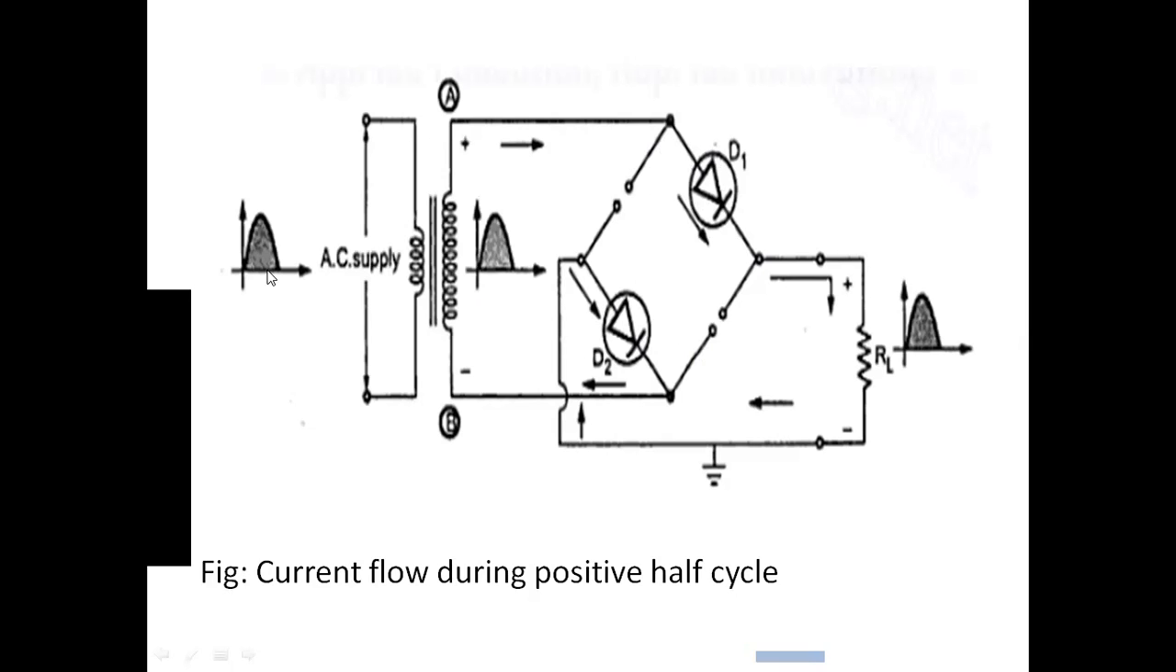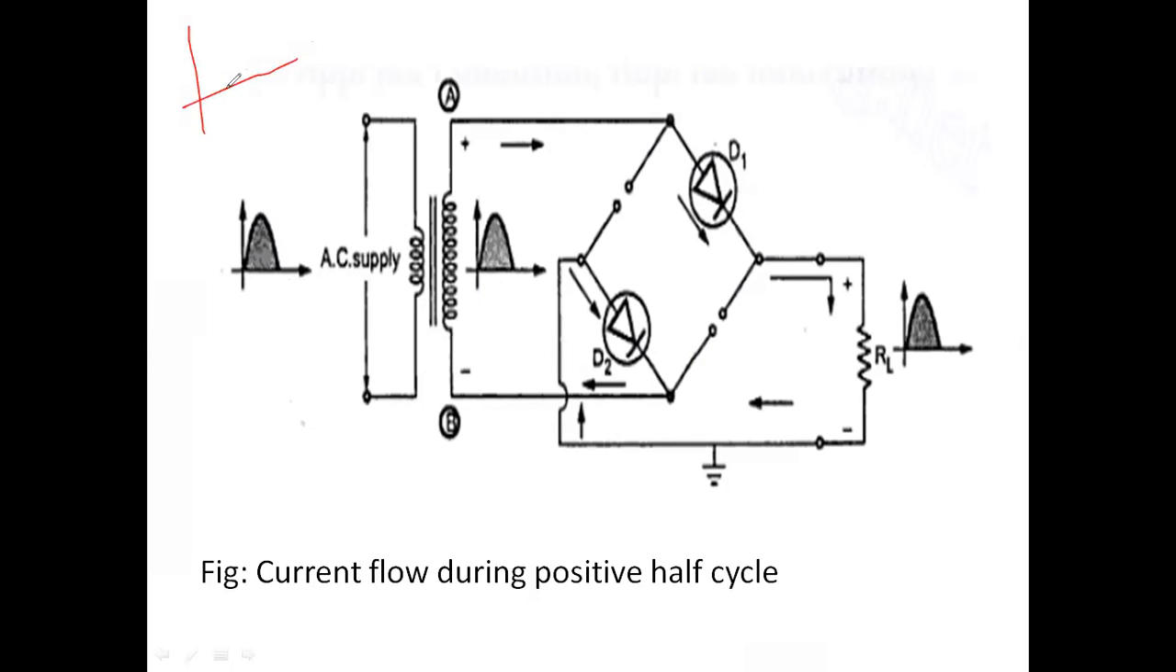An AC input signal, a sinusoidal signal, has a positive half cycle and a negative half cycle. Suppose we are applying a positive half cycle. Then the output of the secondary winding is also positive at this end, and this end becomes negative. The same voltage is applied to the bridge circuit.